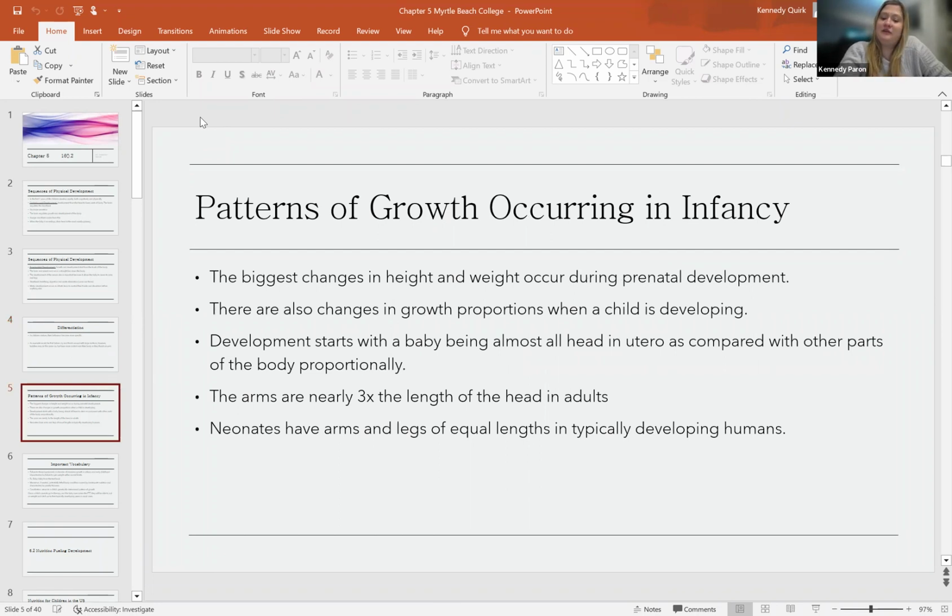So there are patterns of growth occurring in infancy that we're going to talk about. The biggest change would be in height and weight occurring during the prenatal development, so in utero. There are also changes in growth proportions while the child is developing. Development starts when the baby is almost all head in utero and continues with other parts of the body proportionally. So the arms are nearly 3 times the length of the head in adults, but neonates have arms and legs that are typically equal.